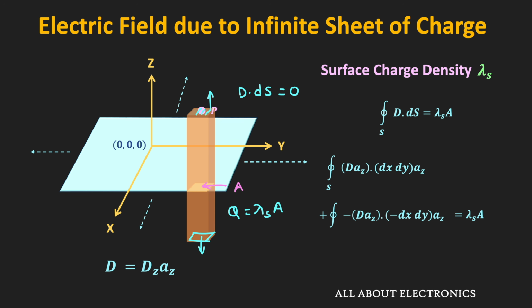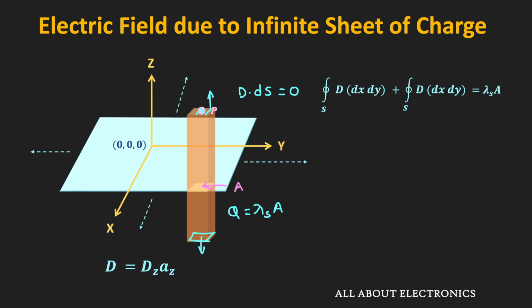So further, if we write this expression, then it can be written like this. Now here, on this entire top and bottom surface, this D field remains constant. Because since it is the infinite sheet of charge, at the given distance from the sheet, this electric field component will remain constant. And therefore, this D component will also remain constant. So in both these equations, this D can be taken outside. And now, this integration represents the surface area of the top and the bottom side.